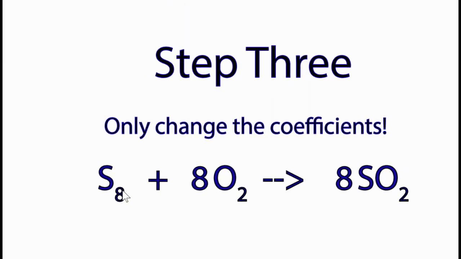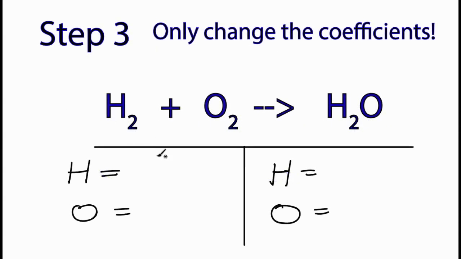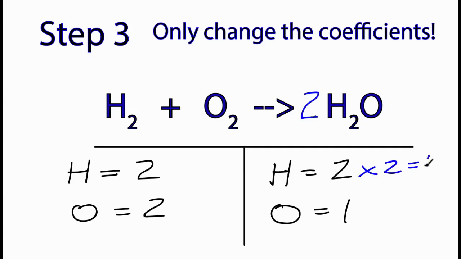Step 3, so you don't forget, only change the coefficients. Let's try another problem. So in this equation, we have 2 hydrogens, 2 oxygens, over here 2 hydrogens, and 1 oxygen. How about, let's see, I'll put a 2 right here. So 2 times 2, that gives me 4 hydrogens, but 2 times the 1, that'll give me 2 oxygens.